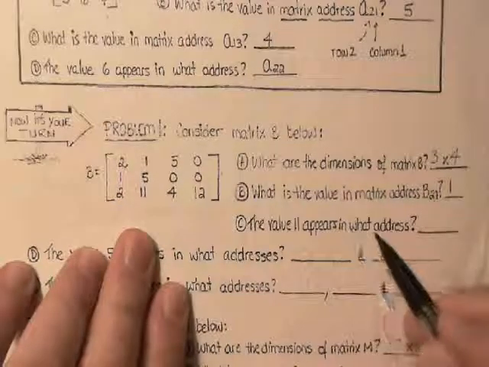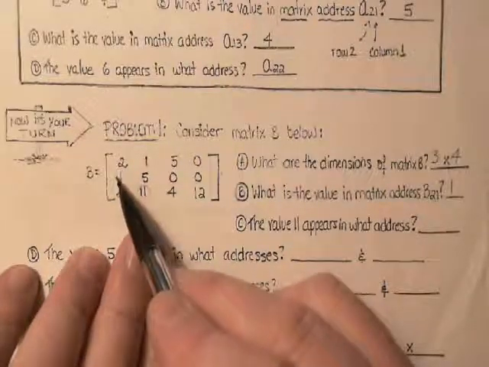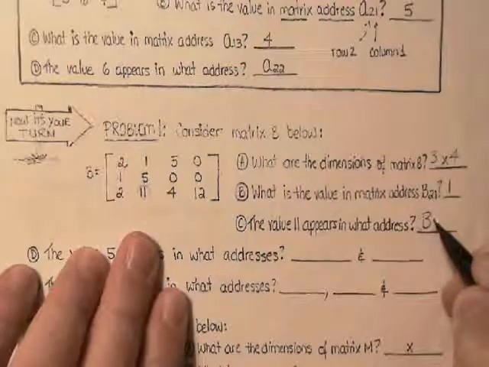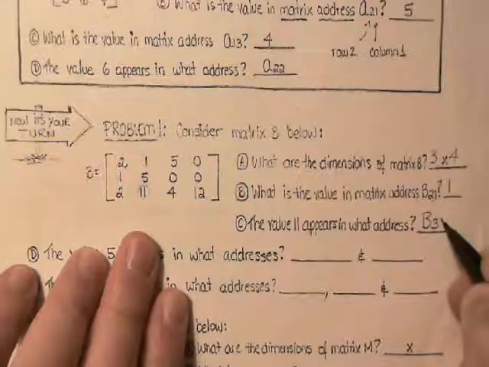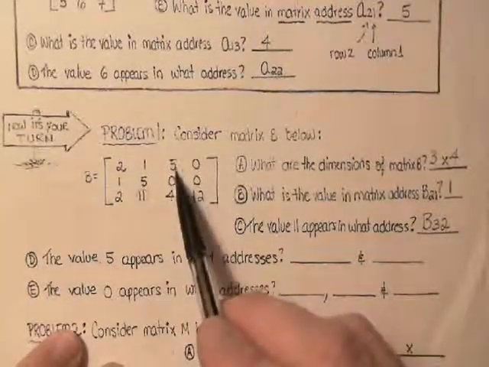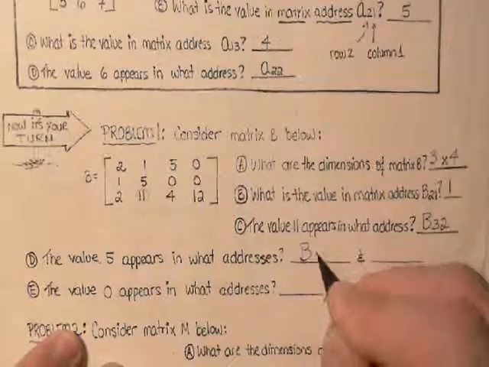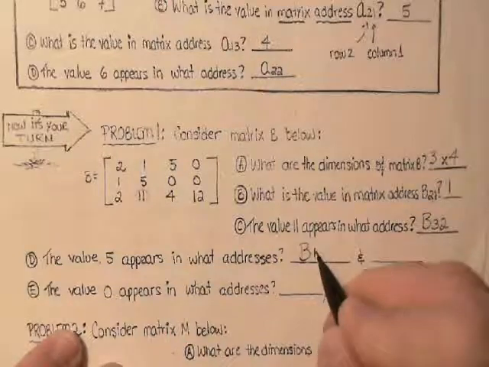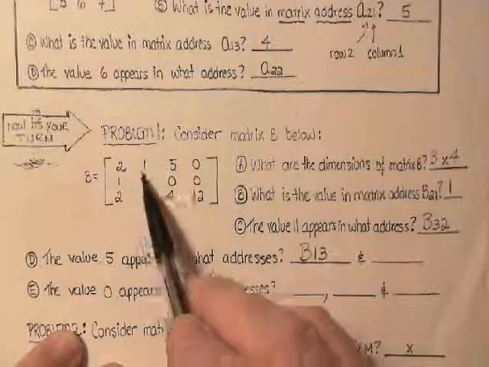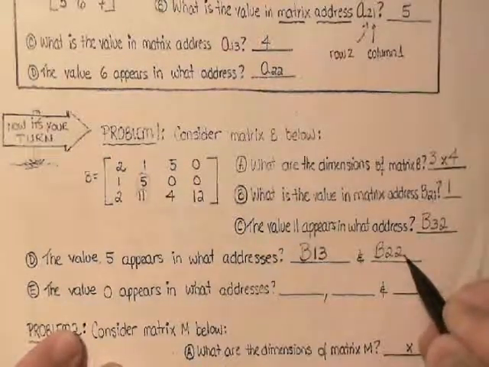The value 11 appears in what address? Well, value 11 appears right here, which would be row 1, 2, 3. So it would be B, row 3, column 2. How about the value 5? Value 5 appears in B, row 1, column 3. Also we have another 5, which would be row 2, column 2.